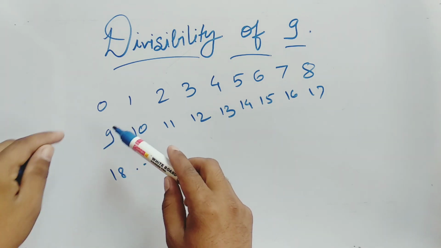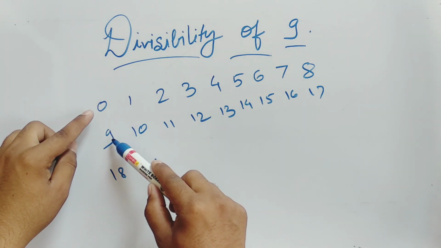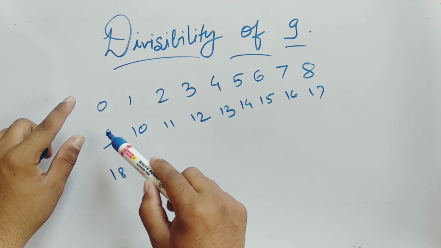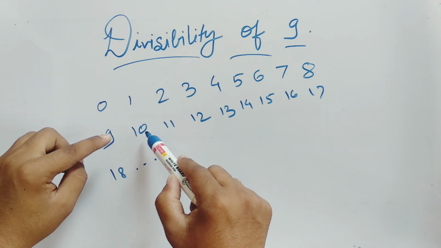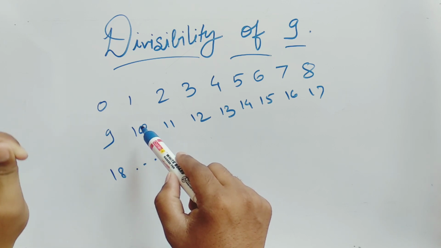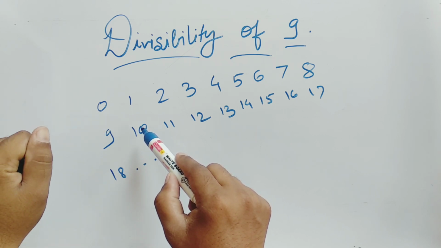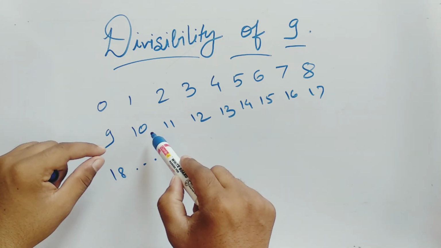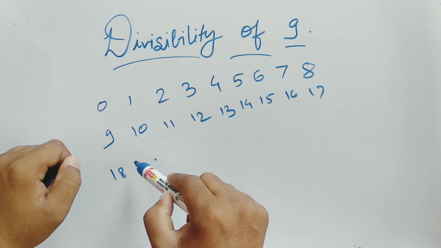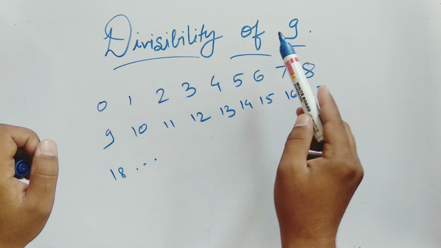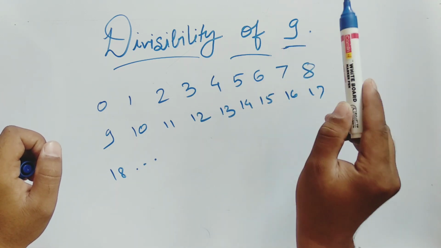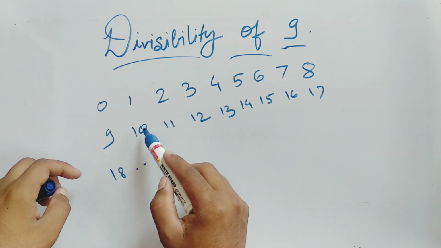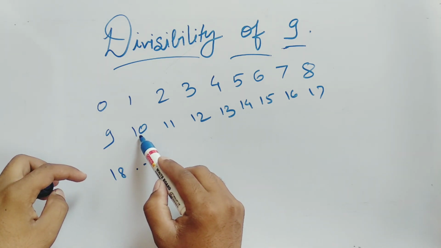As you can observe, the digits from 0 to 9 are already in single digit form, but from 10 onwards the numbers can be in 2 digit, 3 digit or 4 digit form. So we'll try to convert these 2 digit and 3 digit numbers into their single digit equivalent form by using the divisibility test of 9. How can we do this? Just divide the number by 9.